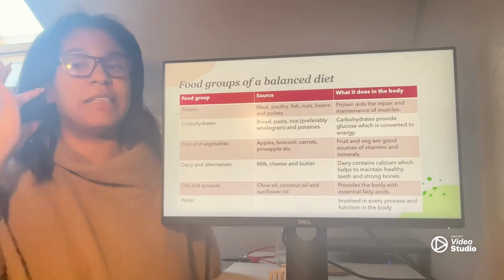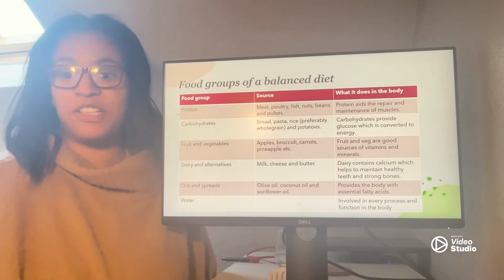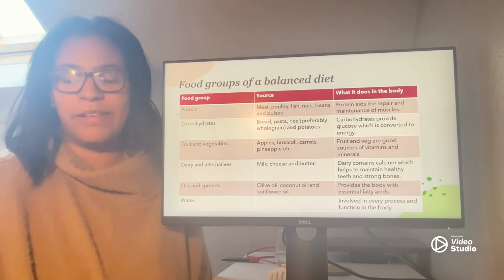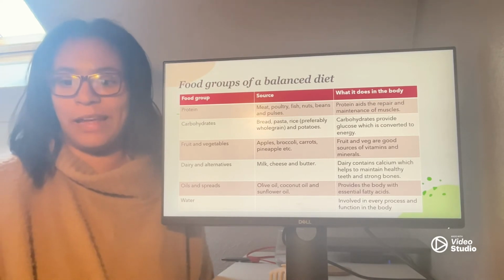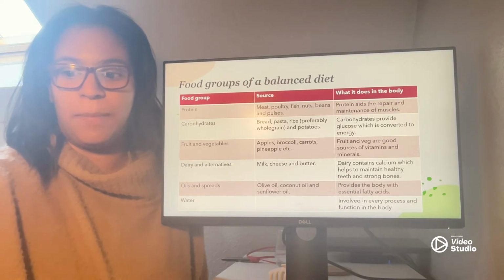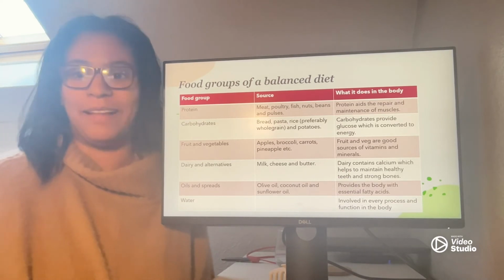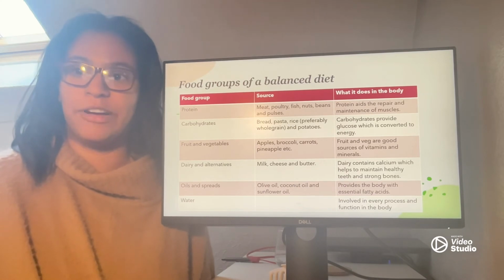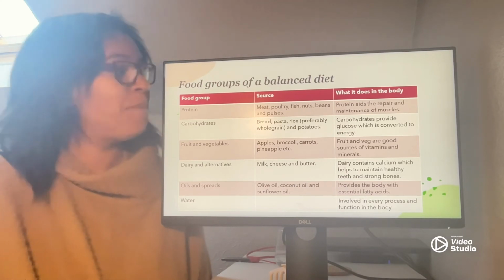Firstly, protein, which is found in meat, poultry, fish, nuts, beans and pulses, is essential for a healthy diet. Proteins are referred to as the building blocks of the body, as they aid in the build of muscles as well as work to build and repair tissues. They're also involved in metabolism and fluid balance. Additionally, proteins can be used for energy, however it's preferred for energy to come from carbohydrates.